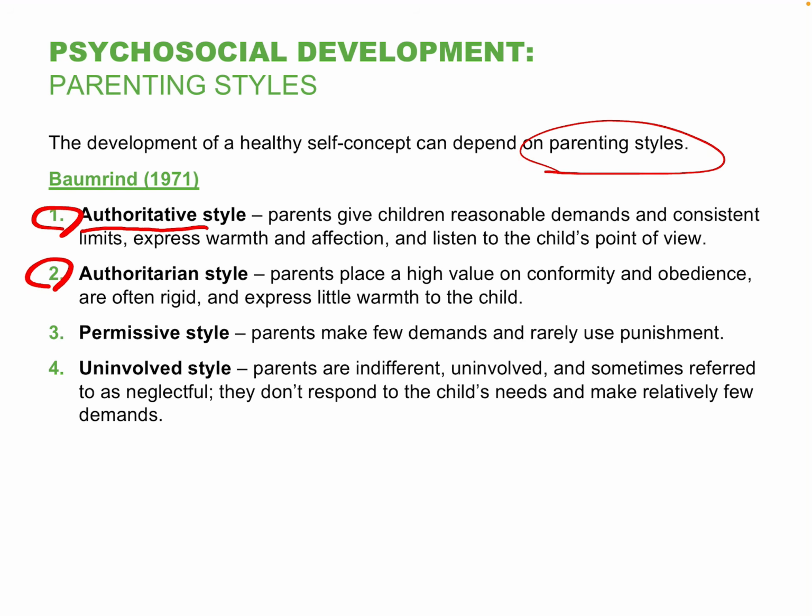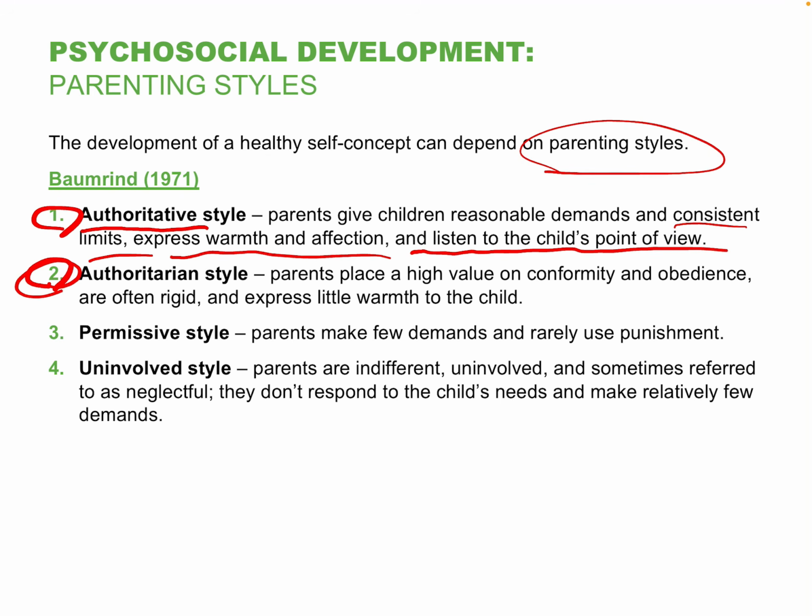Okay, authoritative. And this is where parents have rules, right? They're very consistent with the rules. They're affectionate, and they also very much take into account a child's point of view, and they listen. They want their children's input, right? So it's a very fair kind of democratic, semi-democratic style of parenting.